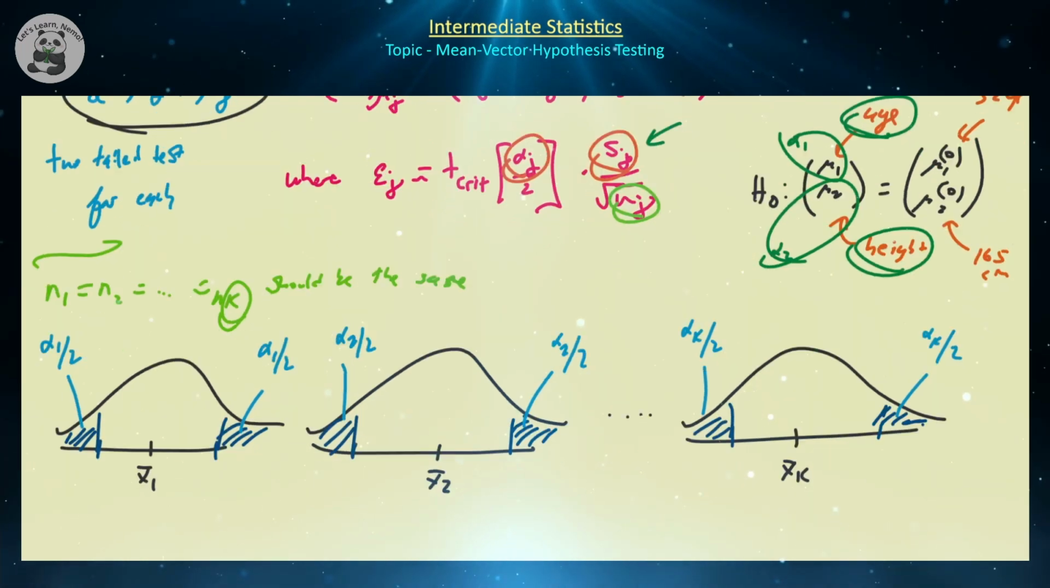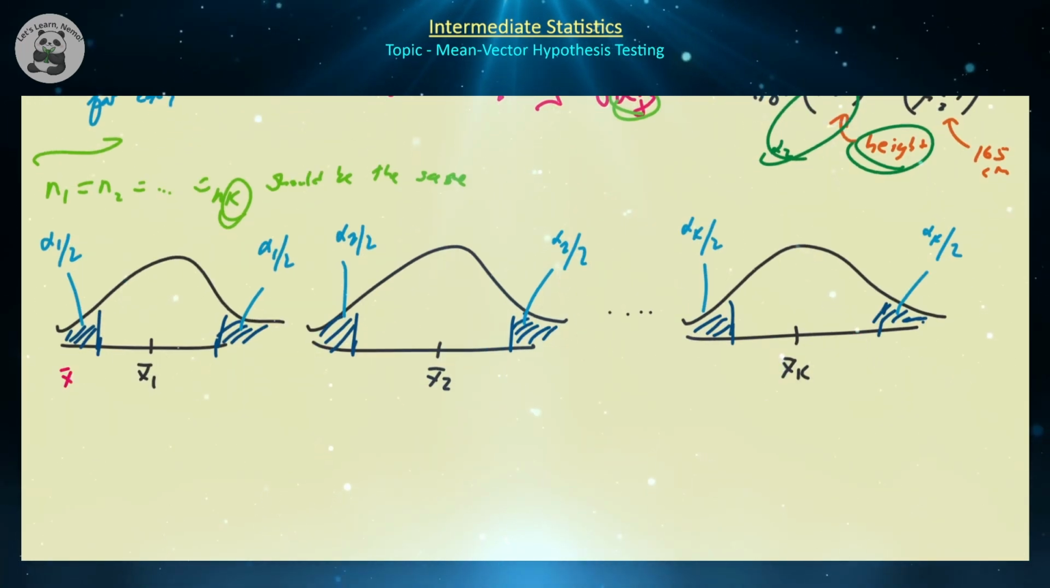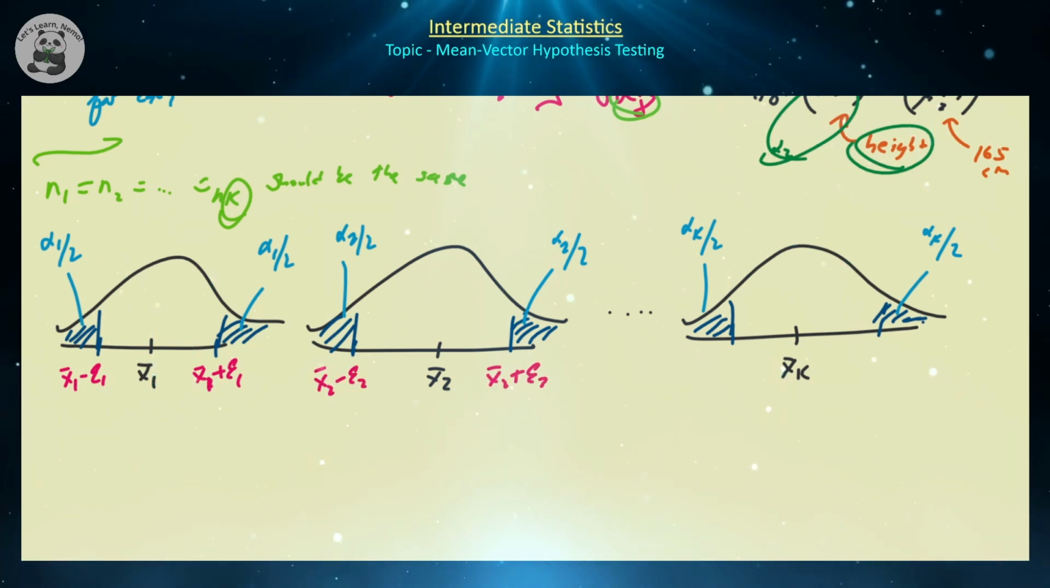And obviously in these pictures, we're going to have, for example, x bar 1 minus epsilon 1 and x bar 1 plus epsilon 1. And then we have x bar 2 minus epsilon 2 and x bar 2 plus epsilon 2, all the way down to x bar k minus epsilon k and x bar k plus epsilon k, and that's going to give us our classical confidence intervals for each of these claims.